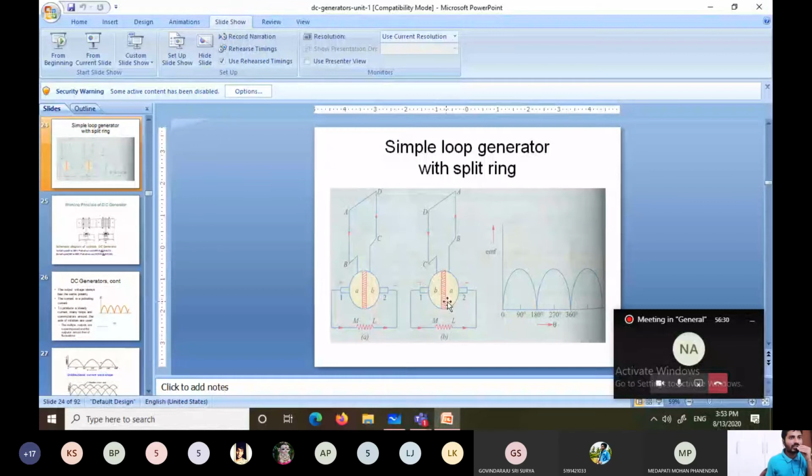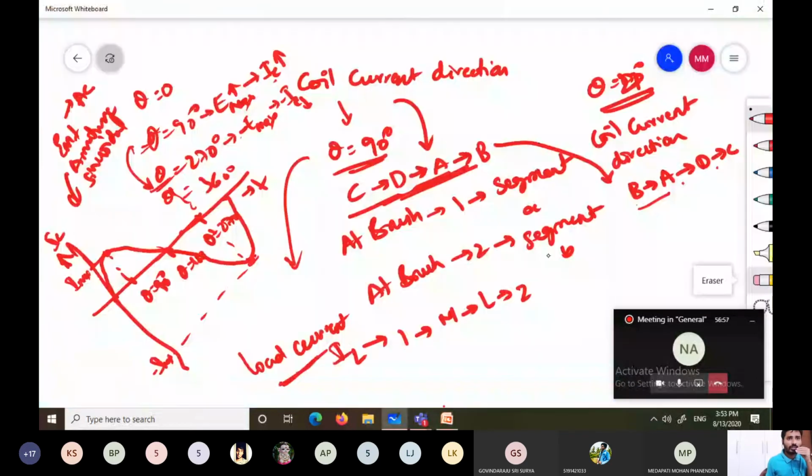The split ring is rotated by 180 degrees, so the brush positions are not changed, so the current in the load is not changed. You can observe that the current in the load in figure B is the same as in figure A. That means the load current direction is not changed. That is the observation. The load current direction is similar to that of the 90 degrees case. In both cases, the load current is the same. So now we will draw the load current.